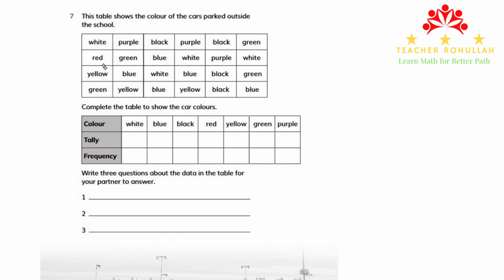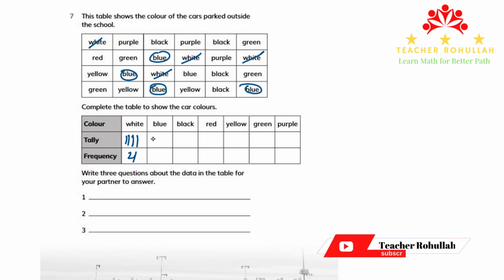How many white colors occurred here? 1, 2, 3, 4. So we have 4 white colors. So I will use 4 marks, and the frequency also 4. How many blue colors occurred here? In the first row, we don't have any. In the second row, we have 1 here. In the third row, again, we have 1 here, and 1 here. So 4 blue colors, 1, 2, 3, 4. Again, 4.